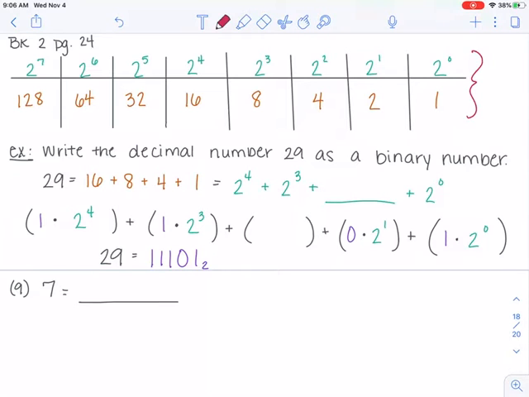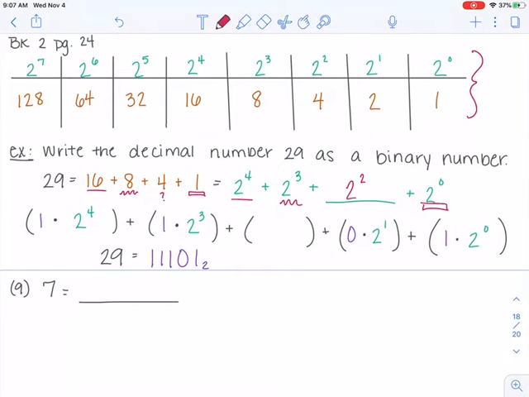All right, so looking at the example, it says write the decimal number 29 as a binary number. So 29 is equal to 16 plus 8 plus 4 plus 1. And using our chart at the top, 16 was equal to 2 to the 4th power. 8 was equal to 2 to the 3rd power. Now what is 4 equal to? 4 is equal to 2 to the 2nd power. And then 1 is equal to 2 to the 0 power. Okay, so you see how all those line up and match up?